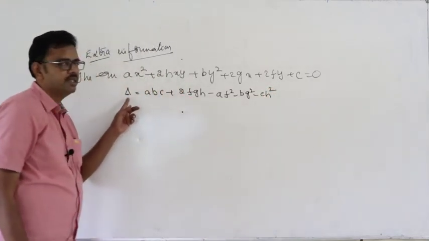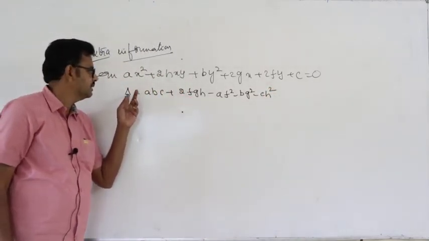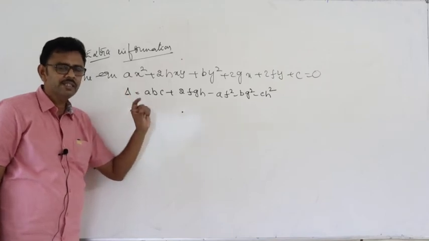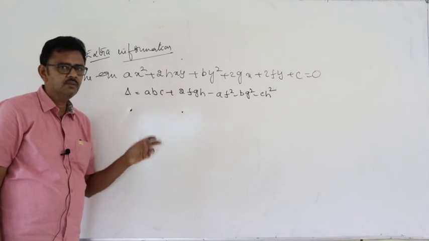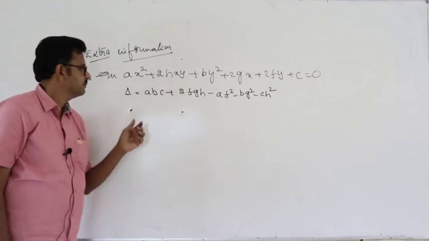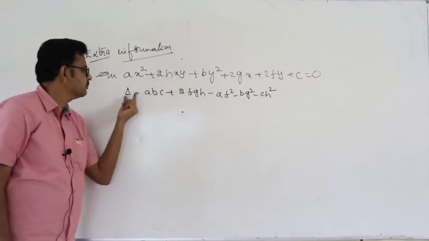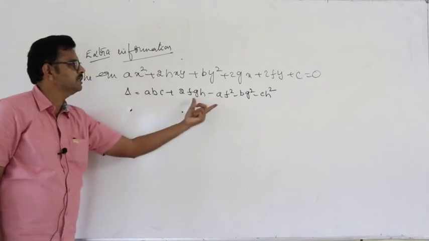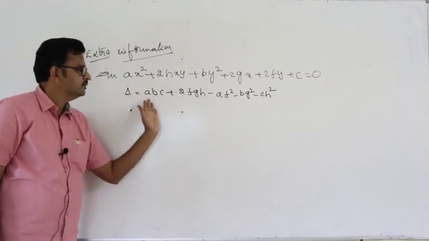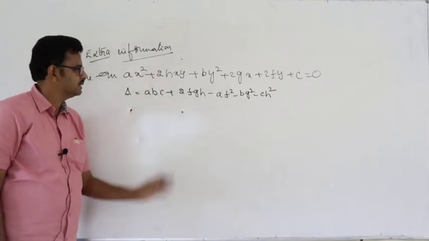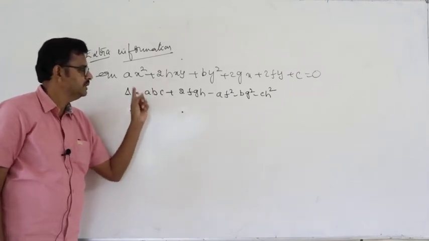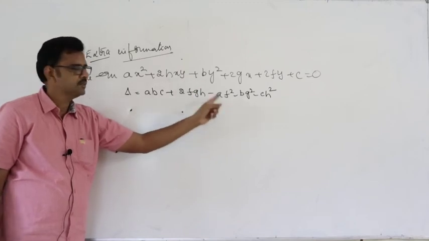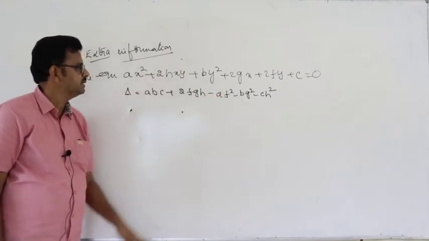Delta here has no other importance. Don't treat it as the area of a triangle. It is just a notation, just like your name. Your name is X, your name is Surya, just some notation. It is not always possible to read this complete long expression, so delta is abc plus 2fgh minus af square minus bg square minus ch square.